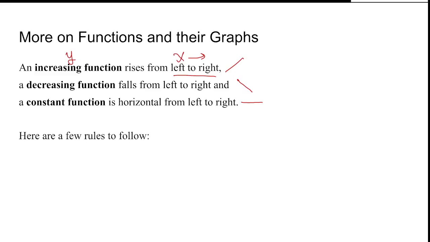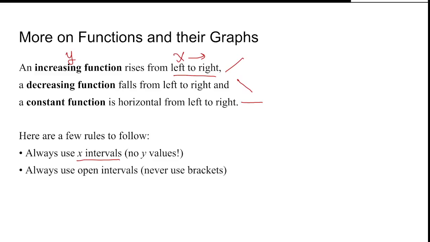So, a couple of rules to follow. Always use x intervals. What we report are the x values that make the y value either increase or decrease. So our answers will always be in terms of x, even though it is y that is increasing, decreasing, or staying constant. We're also going to use open intervals, and the reason is that the endpoints are neither increasing nor decreasing. We could talk about it all day, but it'll make a lot more sense when we see an example, so we're going to keep moving forward.